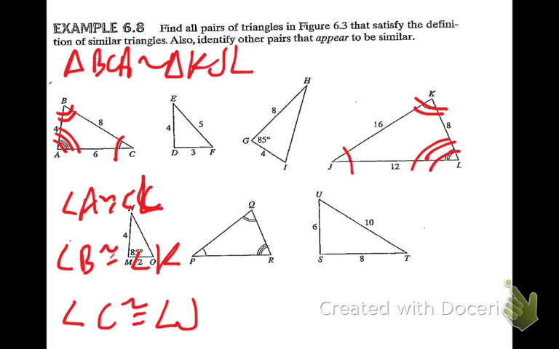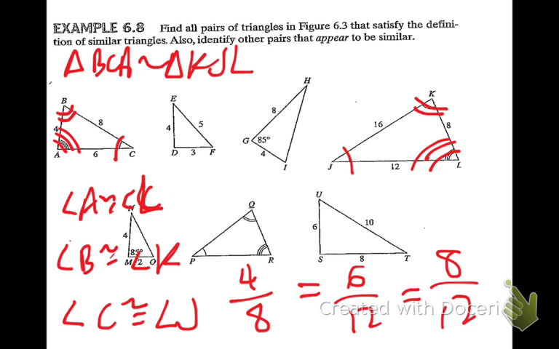Then we've got to match up the sides. The shortest side of BCA is 4. So 4 would match up with the shorter side of that other triangle. 4 would go with 8, and that's 1/2. 6 goes with 12. That's 1/2. And 8 goes with 16. That's 1/2. They all have the ratio of 1 to 2. They all equal 1/2. So, there we have the triangles are similar.